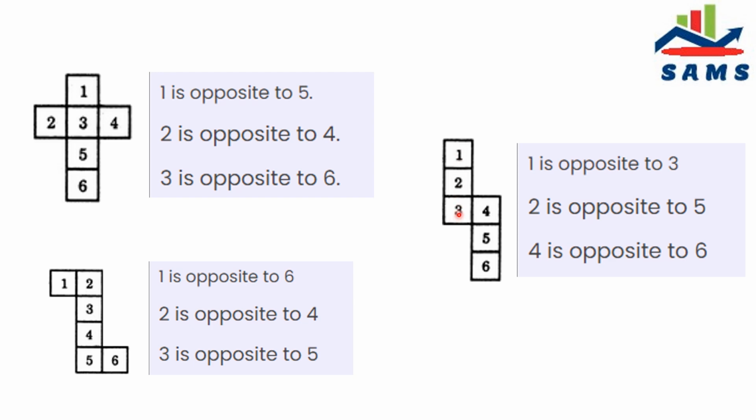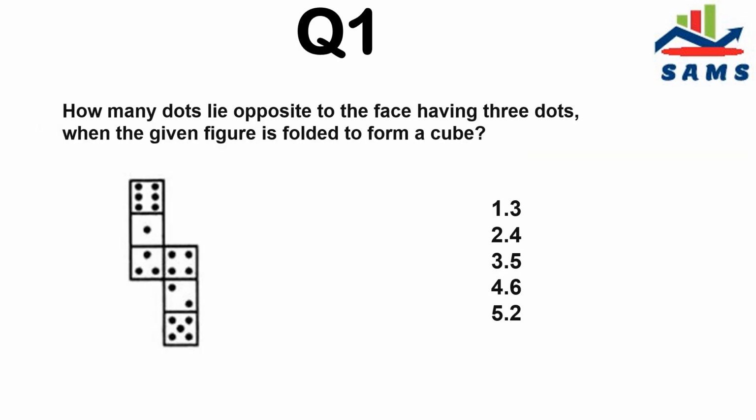In the third pattern, 1 and 3 will be on the opposite sides. 4 and 6 will be on the opposite sides. We are left with 2 and 5, so they will be on the opposite sides. Always remember, the opposite sides will sum up to 7. Let us solve a problem on this now.